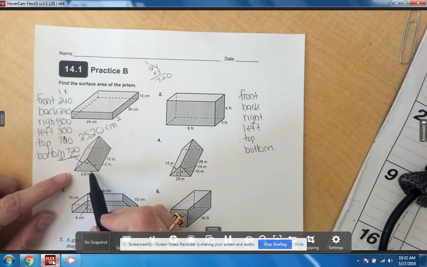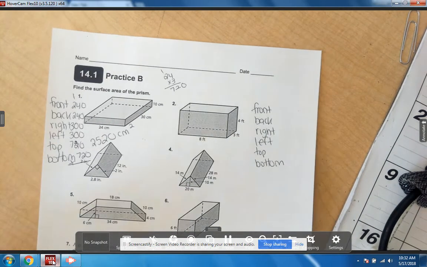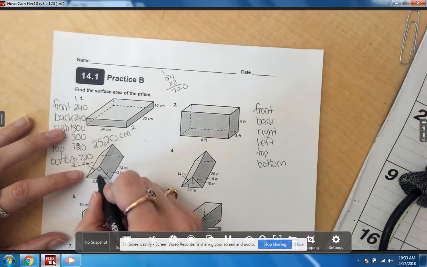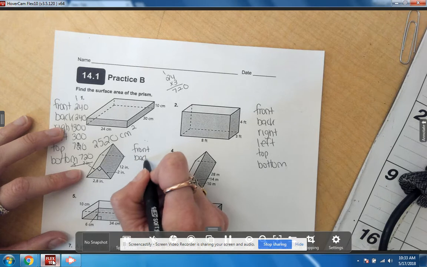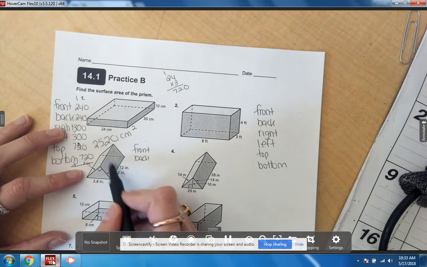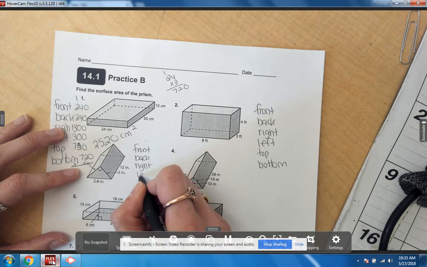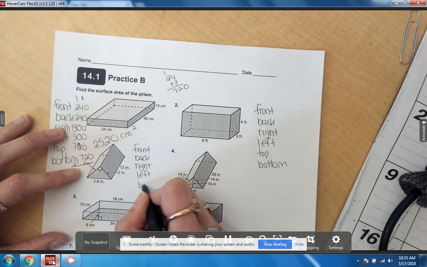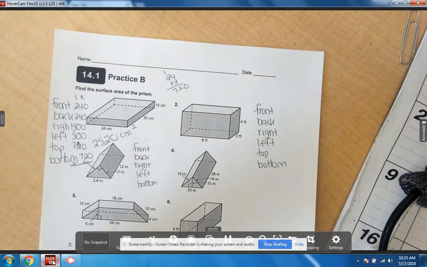I'm going to do a triangular prism now. Okay, so this is going to be very similar where we want to write down the different faces. So I'm going to say we have a front and a back. So front, back. I'm going to say we have a right and a left. I'm going to call these right and left. And we have a bottom. We don't have a top because this is a triangular prism, so it comes up to a point. So there is no top for this.